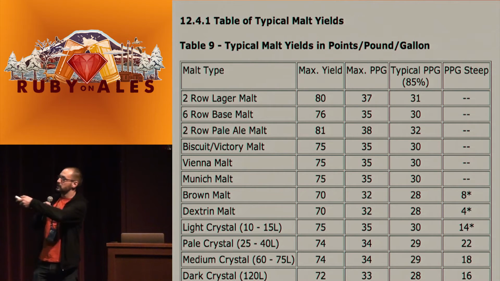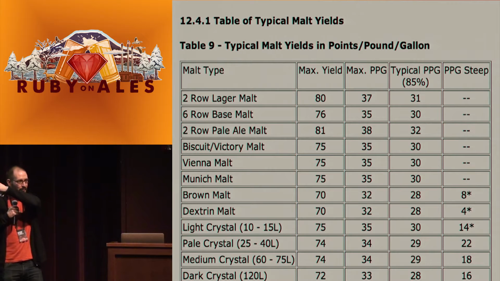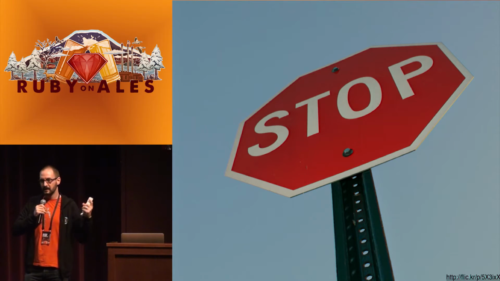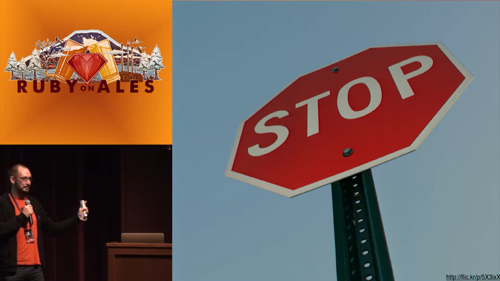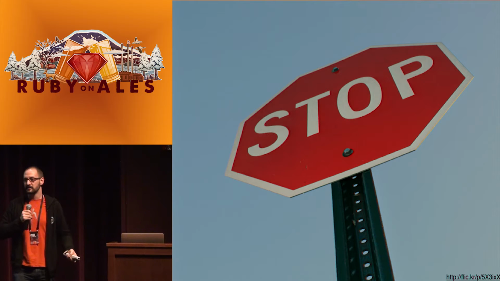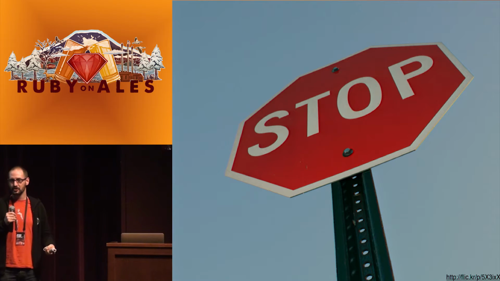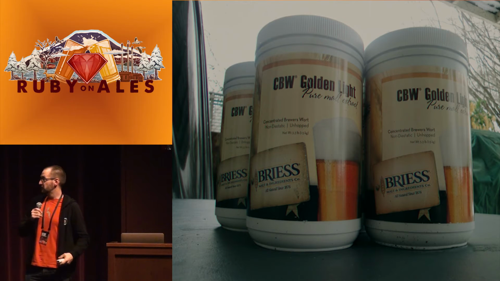Here's a table that you need to memorize of all the values for all of those things that tell you how much sugar you're going to get out of your grain. But hang on a minute, my first slide had the word simple on it, right? That's not very simple. That's something you can do as a home brewer, but there's an alternative.